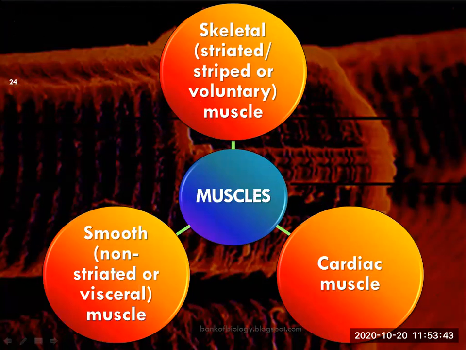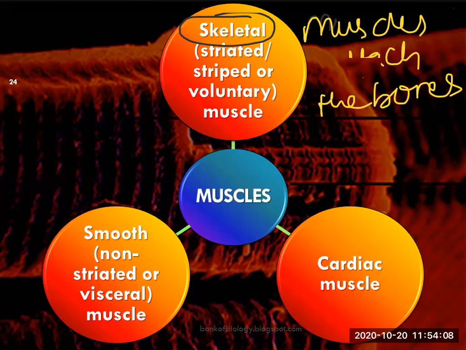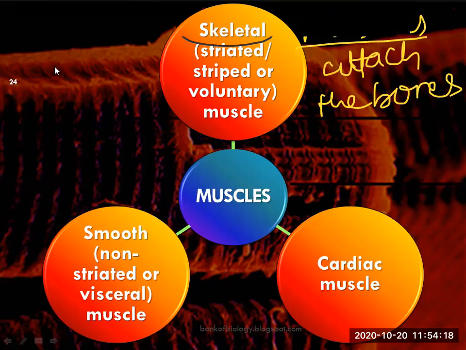So first of all, let us see here. Why are these muscles called skeletal? These muscles attach to the bones. The muscles which attach to the bones, that's why we say they are skeletal. We already learned that attachment of the muscle to the bone is possible by tendons. So these muscles only, striated muscles, attach to the bone. It has tendons.